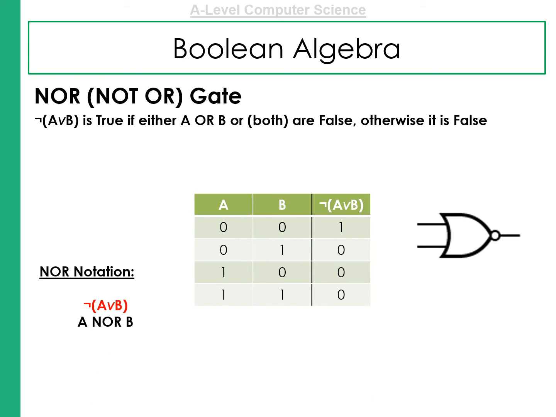We also have a NOR gate, not OR. Again, similar to the NAND gate, the NOR gate has a small circle at the end of the OR gate. And in red on the screen, you can see the notation that we use for this. Not A or B. In this case, it's an OR gate inverted. So rather than us having to draw an AND or an OR and then a NOT after it, we can just use those NAND or NOR gates. So in this case, not A or B would only be true when both the inputs are false.